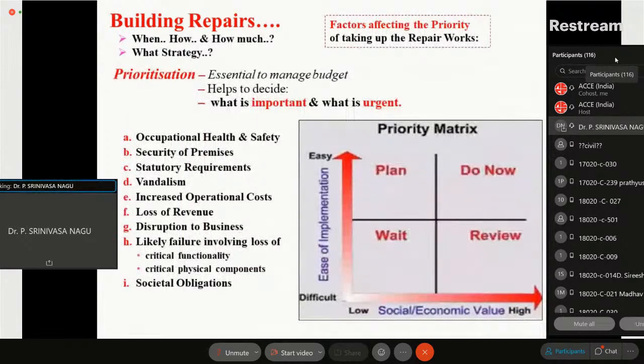And then the building repairs, there are many questions we'll be feeling about them. What is important, what is urgent, based on that we always work. This is a graphical representation of speaking about such things.